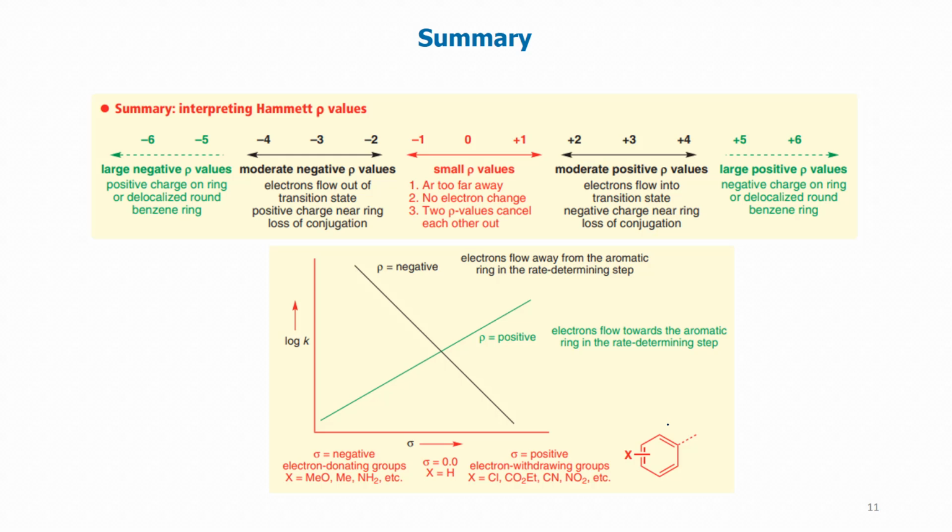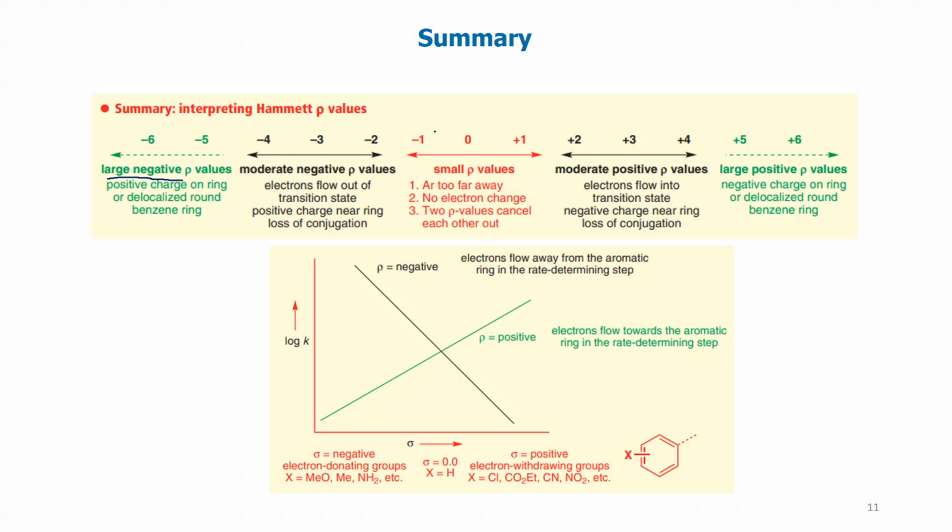So, what is the summary of the Hammett rho value? If it is in the -5 or -6 range, a large negative rho value means positive charge on the ring, delocalized around the benzene ring, so a positively charged intermediate is formed. If it is a moderate negative value, it means electron flow out of the transition state, positive charge near the ring, and loss of conjugation. If small rho values, as I discussed earlier with the two carbon atoms, you can go to the last video and you will get an idea.